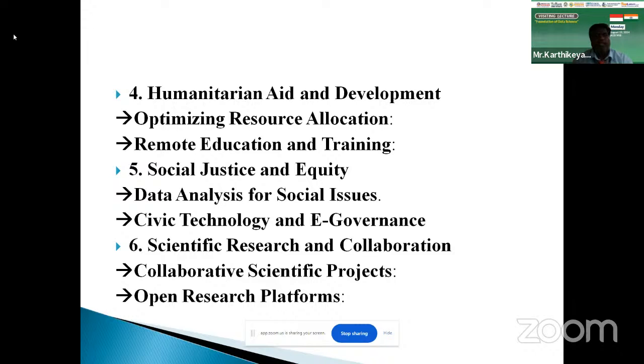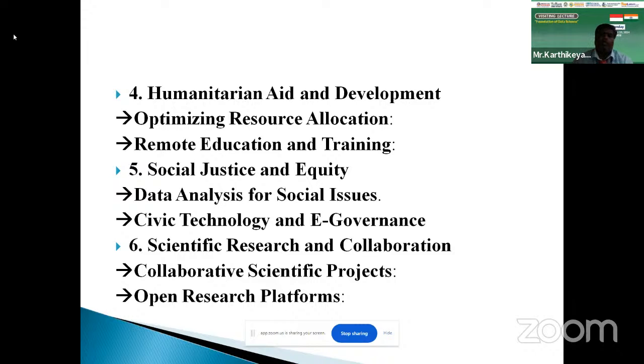Online educational platforms powered by distributed computing, such as Khan Academy and Coursera, can provide educational resources and training to underserved communities, bridging educational gaps globally.